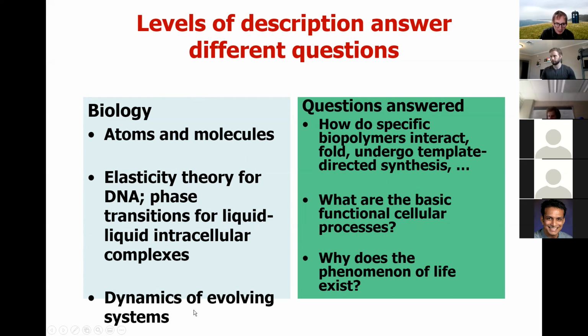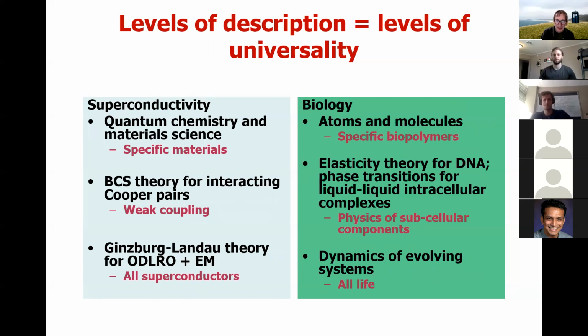And the dynamics of evolving systems can tell you something about why the phenomenon of life exists at all and why you get this open-ended growth of complexity. So basically what I've suggested is that the different levels of description correspond to different levels of universality, which are good for answering different questions, summarized here on the left for superconductivity and summarized here on the right for biology.